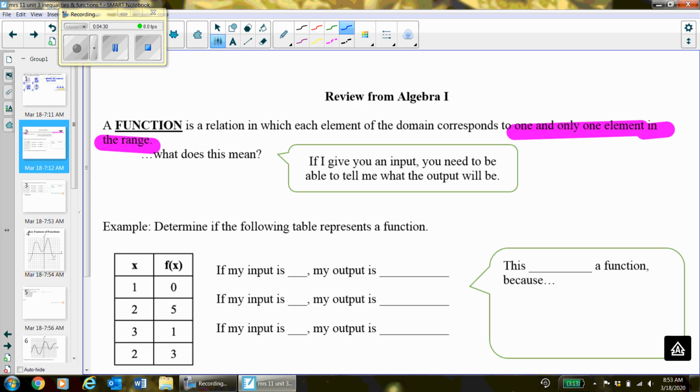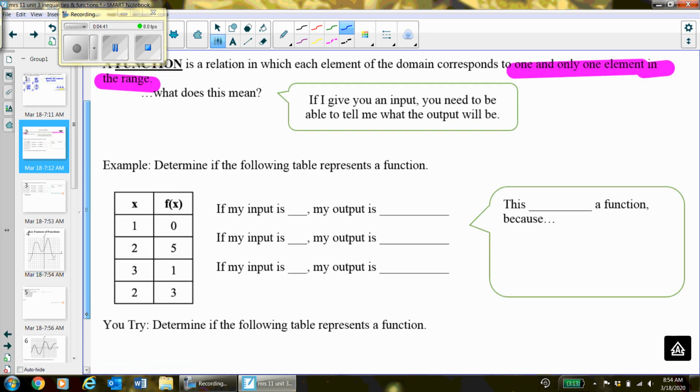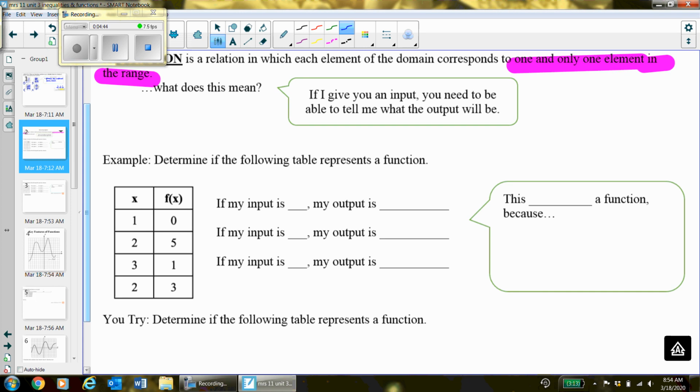Okay, so if I give you an input, you need to be able to tell me what the output will be. So for the first example, determine if the following table represents a function. Okay, so x is 1. If my input is 1, my output is 0. If my input is 2, my output is 5. If my input is 3, my output is 1.